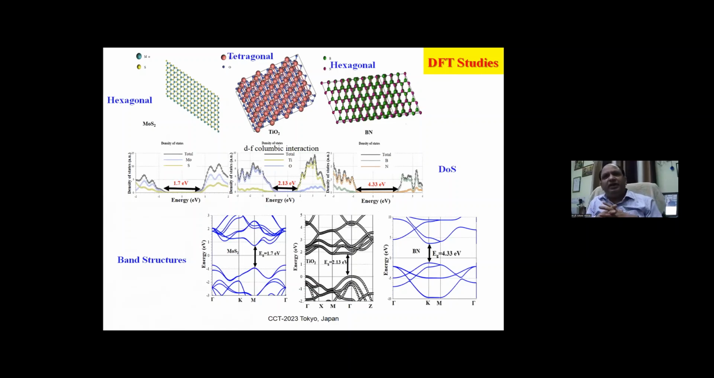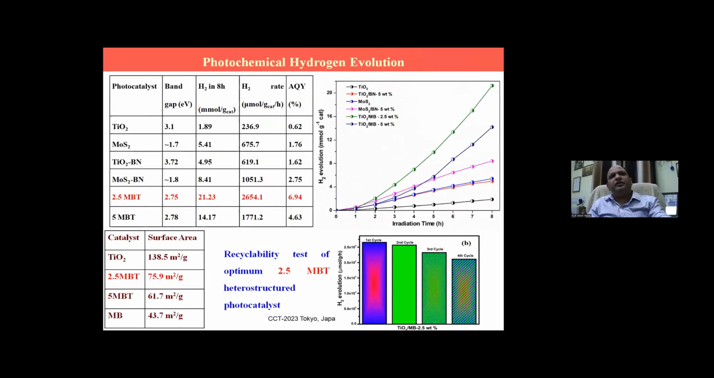This is the DFT theoretical investigation. When we do the theoretical investigations of the structure as well as the band gap calculations and the density of states, it shows that the structures were as we indexed in X-ray diffraction. But if you see the density of states, the band gap separation for MoS2 and BN corroborates with the UV-visible studies, but the optical band gap of TiO2 shows an underestimation due to the DFT Coulombic interaction. And it is further confirmed when we study the band structure calculation for these materials.